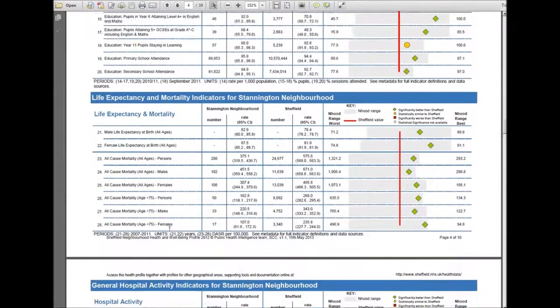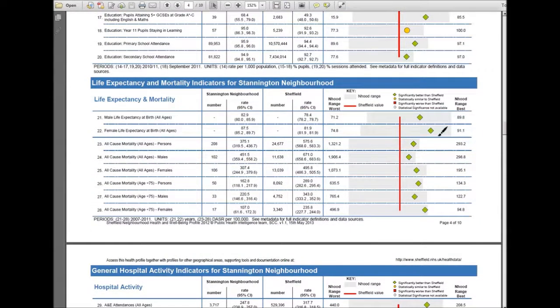And if we scroll down a bit, we can look at life expectation. And so life expectancy for Stannington and all their various mortality scores are all green there, so all significantly better than we'd expect in the rest of Sheffield.